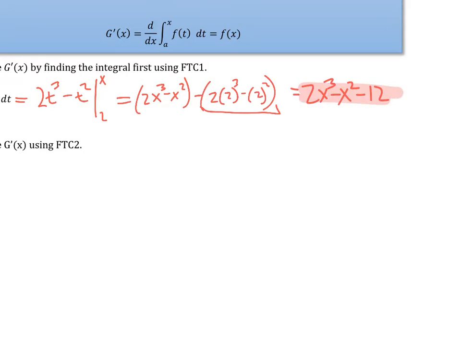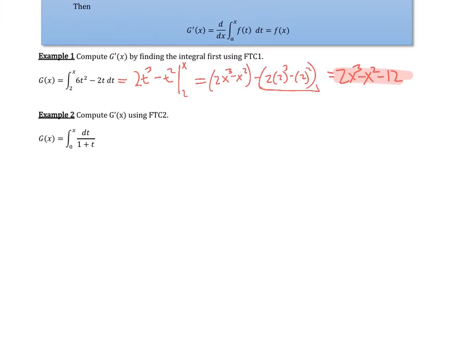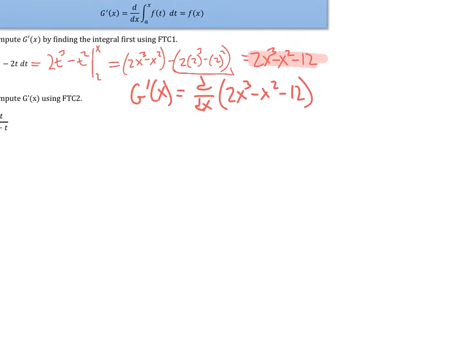All right. So there's our function, g of x. So we took the integral, we got this. Now, let's see what happens when we take the derivative. g prime of x is the derivative of 2x cubed minus x squared minus 12. Well, using our power rule for derivatives, that just goes to 6x squared minus 2x. And the 12 is going to go away, right? Because the derivative of 12 is 0.